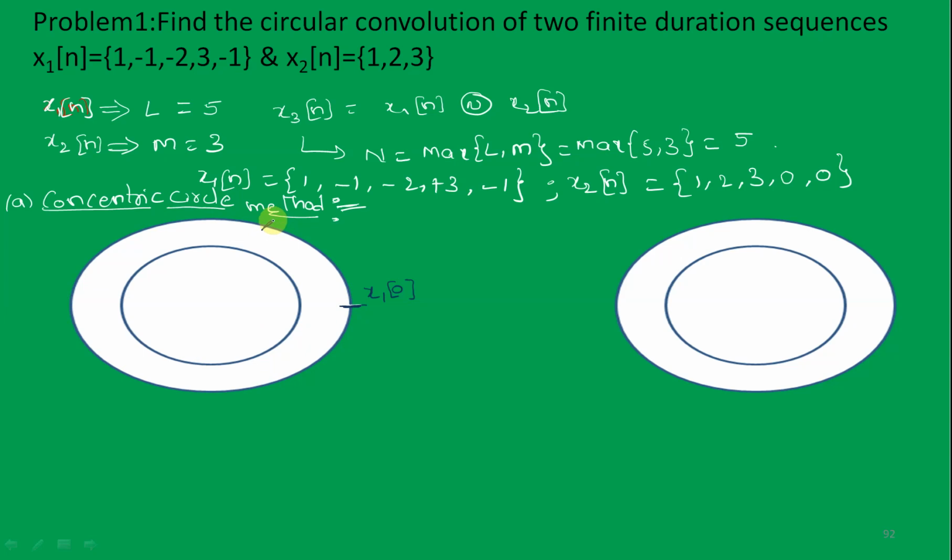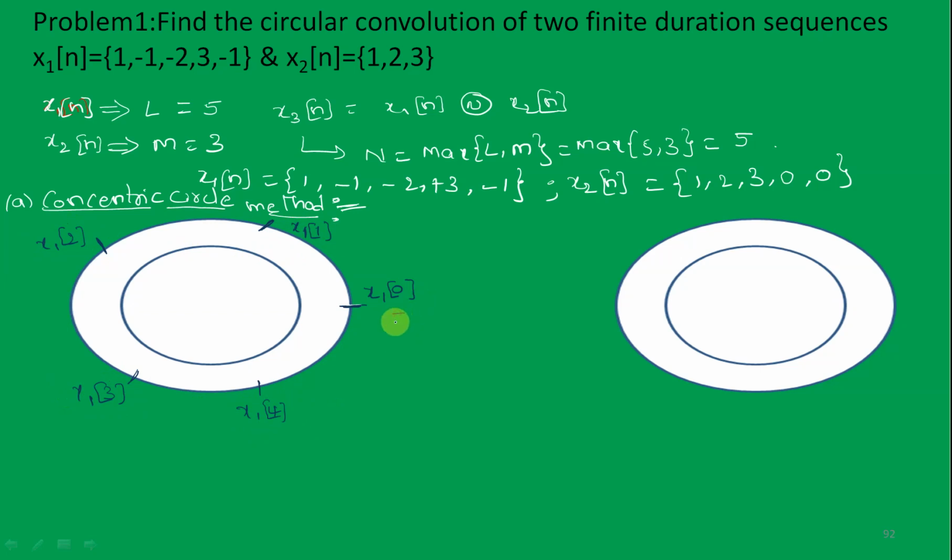Here is another point. 1, 2, 3, 4, 5. So this one is nothing but x1 of 1. This is x1 of 2. This is x1 of 3 and this is x1 of 4.